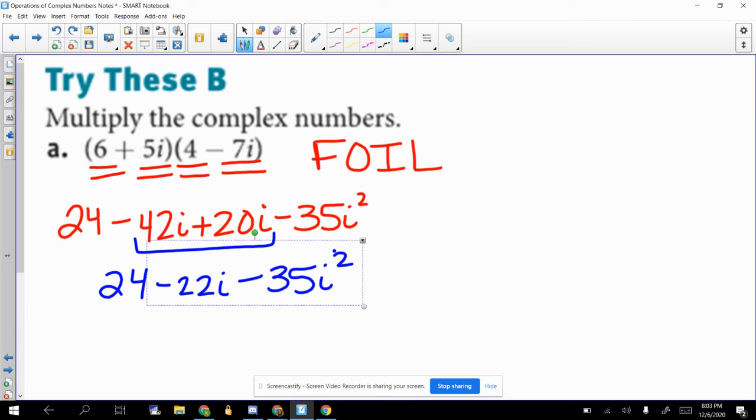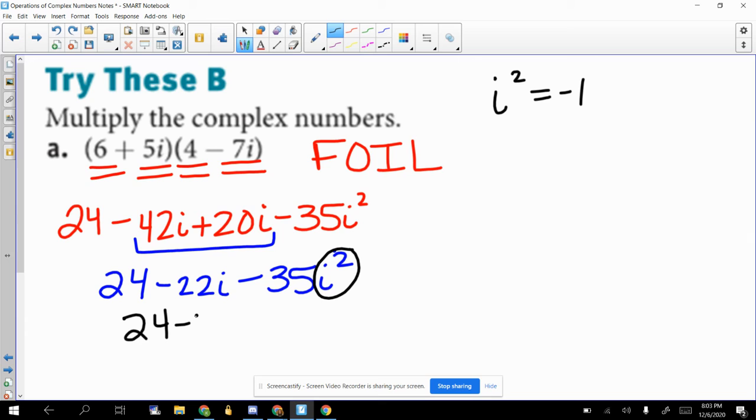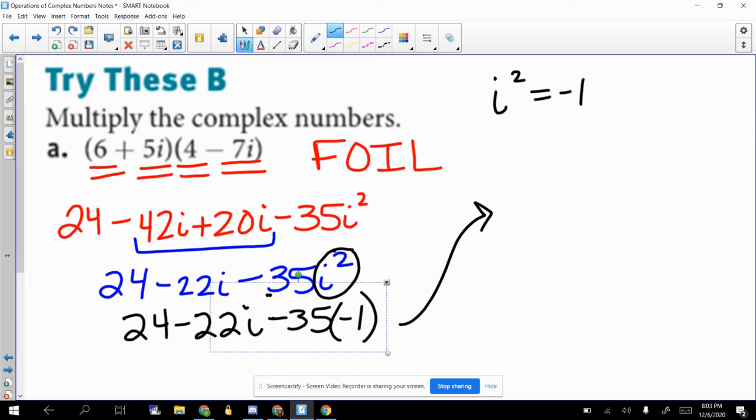But here, whenever you see this i squared, you're going to plug in a negative 1. Okay, remember that? i squared equals negative 1. So we've got to remember to plug that in. So we do 24 minus 22i minus 35 times negative 1. That's always being multiplied, because this was 35 times i squared. So now it's negative 35 times negative 1, so that's going to give us a positive 35.